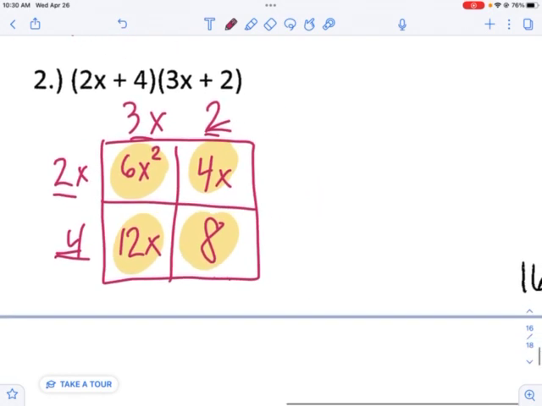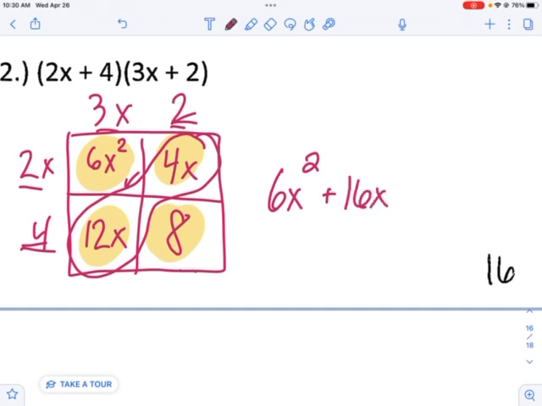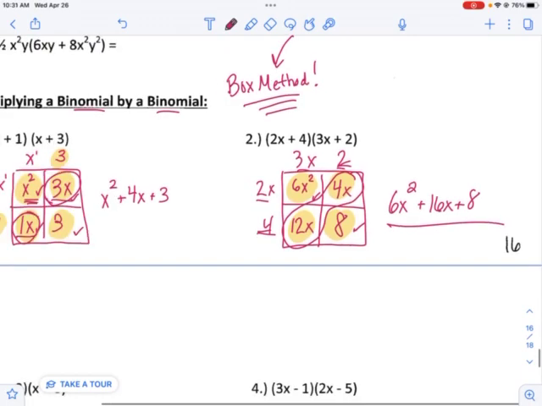Let's go ahead and pull the final answer out of the box. So I have 6x squared plus, well, look here, these two can be combined. 12x and 4x make 16x, and then plus 8. There's my final answer. So you can see how it is similar to a Punnett square.